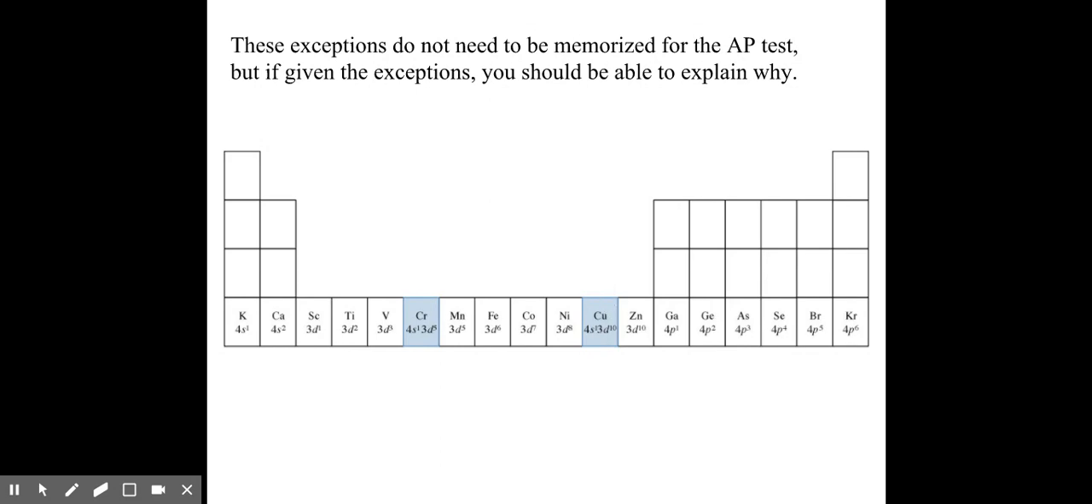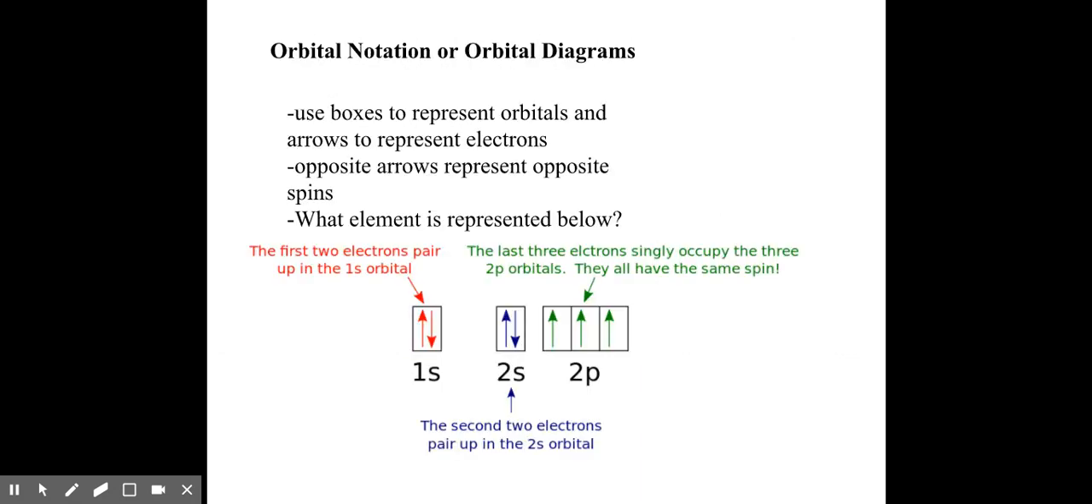You don't need to memorize them for the AP test, but if they show it to you, you need to be able to explain why.